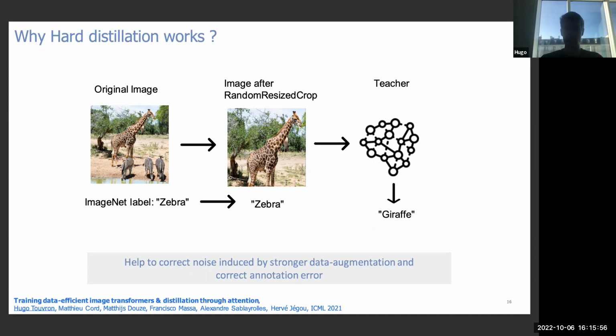So in that case, the data augmentation will corrupt the labels. If we have just this image, we have just the giraffe concept in this image, and the zebra concept is not relevant. And thanks to the teacher, we can correct that. So in a certain way, the teacher can help to compensate the corruption of the label due to the data augmentation. And it can also help to correct some bad annotation in the dataset, because in the ImageNet dataset, there is some error in the annotation.